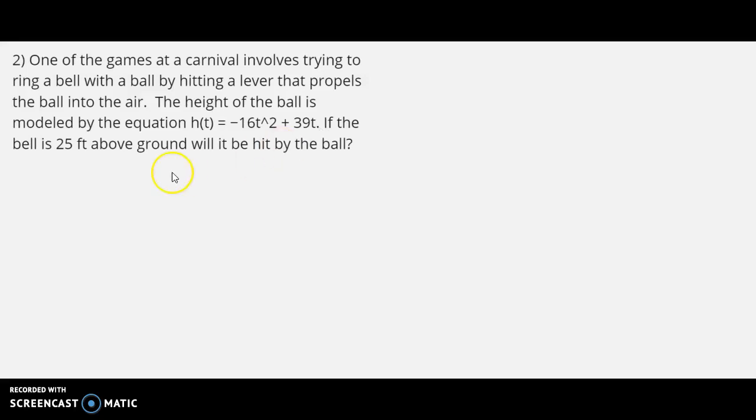Okay, so it's basically asking how high will it go? What's the maximum height? And if we can determine that maximum height, then we can answer the question. Is it 25? Is it greater than 25? Less than? Equal? Is it going to be hit? If it hits that 25 feet mark, it will be hit by the ball.